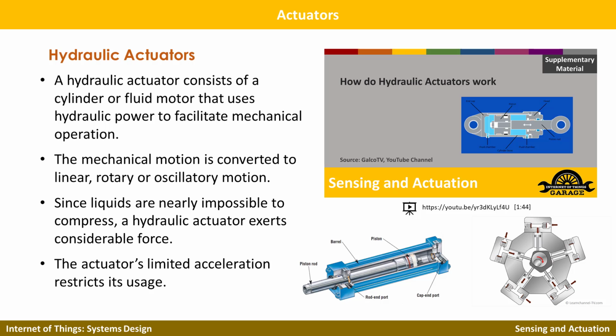Hydraulic actuators consist of cylinders or fluid motors that use hydraulic power to facilitate the operation. Then the mechanical motion is converted into a linear, rotary, or oscillatory motion. Hydraulic actuators are typically used in large machineries or industrial manufacturing settings. To understand how the hydraulic actuators work, please go and watch the video that I have presented here.